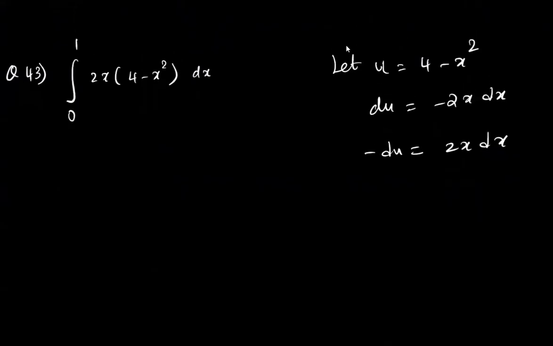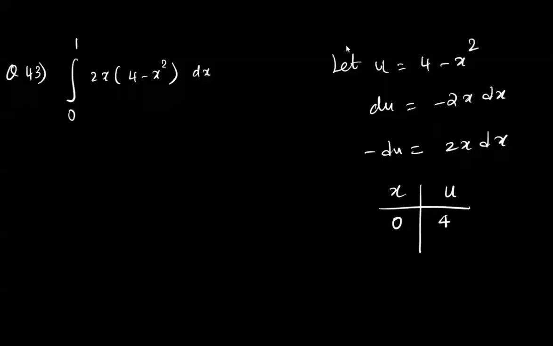Okay, so now when I change this integral, one extra step for definite integrals is that I also have to change the limits of integration. So my original limits were for x, but I had to rewrite it for u. When the lower limit is 0, I plug it in. 4 minus 0 is 4. Upper limit is 1. 4 minus 1 is 3. So this will become 4 to 3 u times negative du, right?